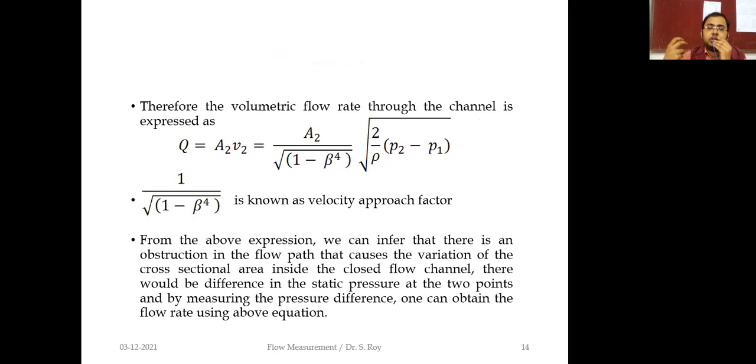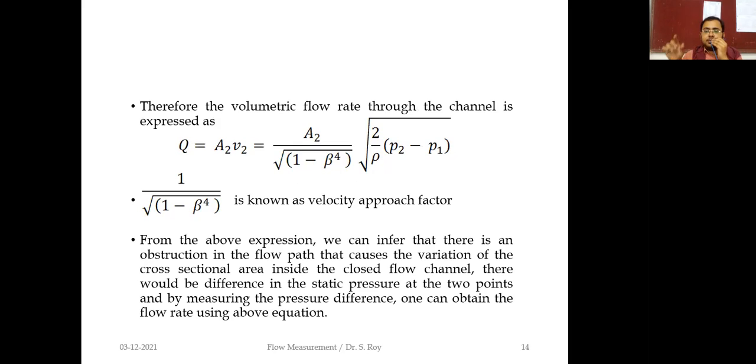Now we are interested to find out the volumetric flow rate. We have found the velocity, that is V2, and we know the volumetric flow rate is nothing but the velocity multiplied with the area. So the volumetric flow rate is nothing but A2 V2, and the rest of the equation is as it is, we are just multiplying by this A2 part.